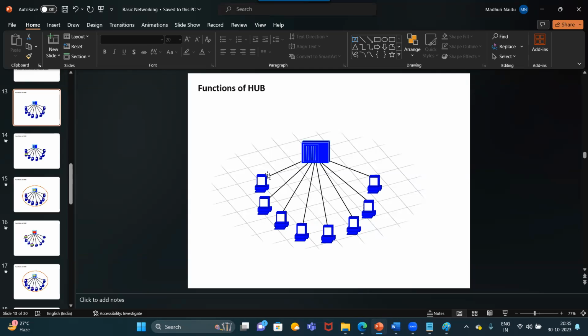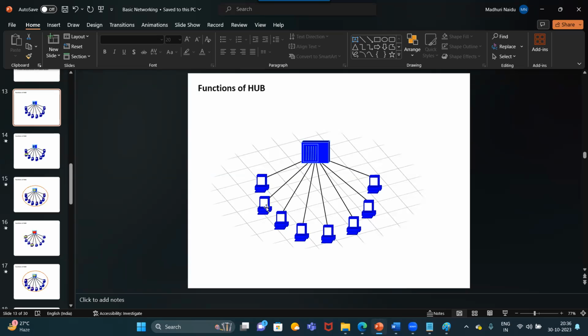Here, using individual cables, these are twisted pair cables, they connected all the devices. So if any problem occurs with a cable or a device, it will not affect other devices in a network. That is the advantage of hub. But the problem with hub topology is, it broadcasts the data.